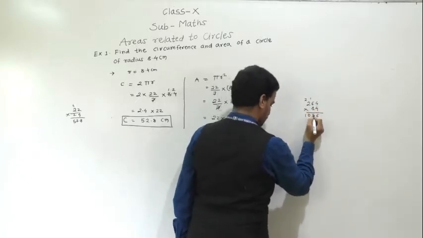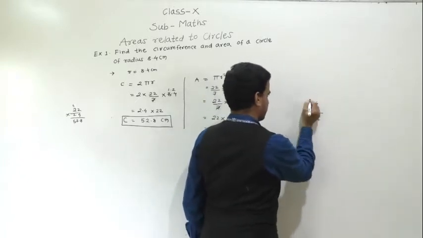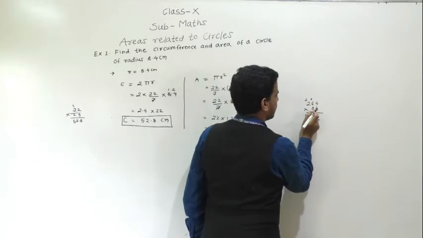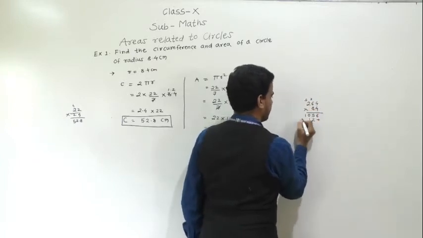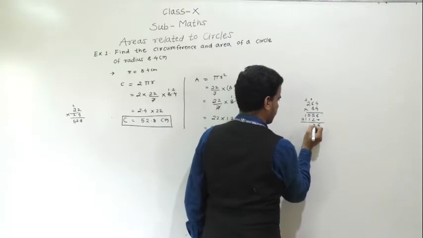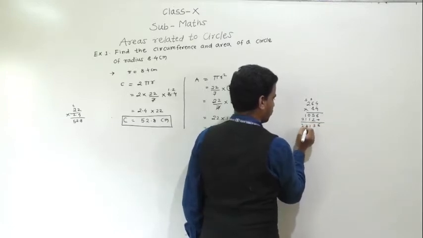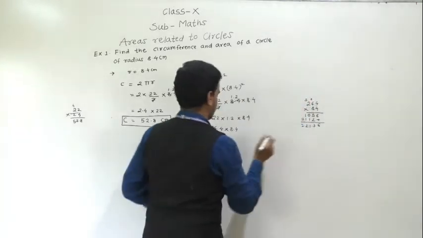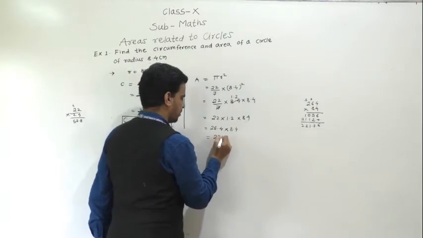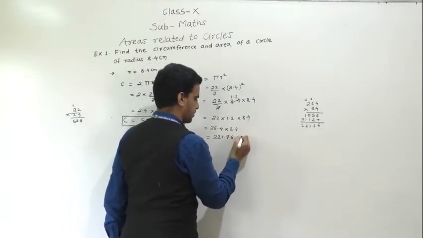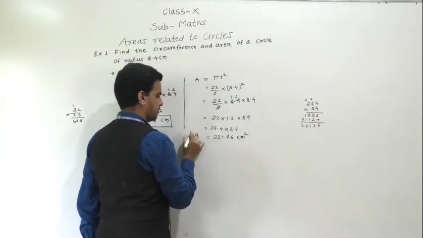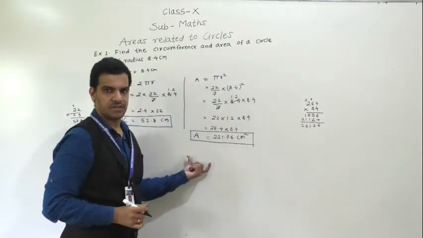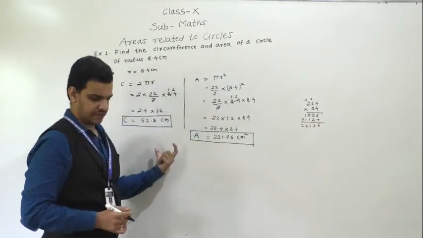8 fours are 32, plus 2, 3, 8 6 are 48 plus 3, 51, 8 twos are 16 plus 5, 21, so 6, 7, 1, 2, 2. Here 26.4 and 8.4, so the point is here. So the answer is 221.76 centimeter square. So the area of the circle is 221.76 centimeter square. Okay, now we will take the second example.